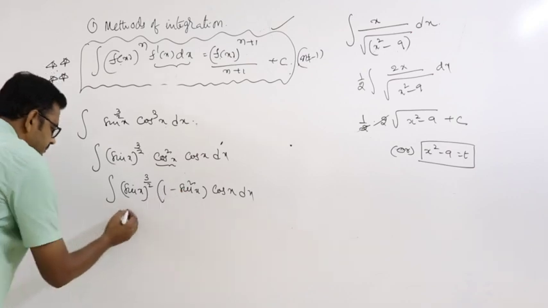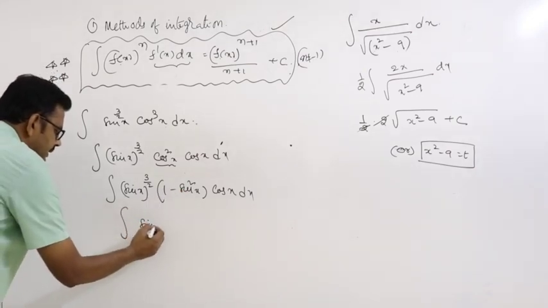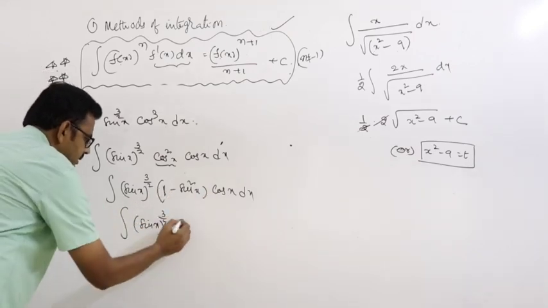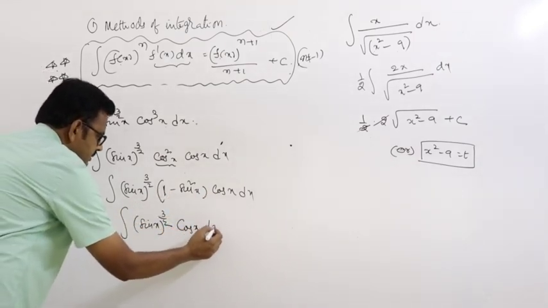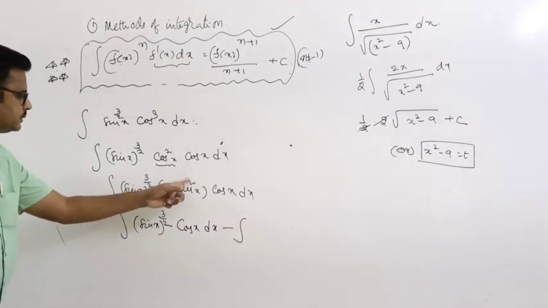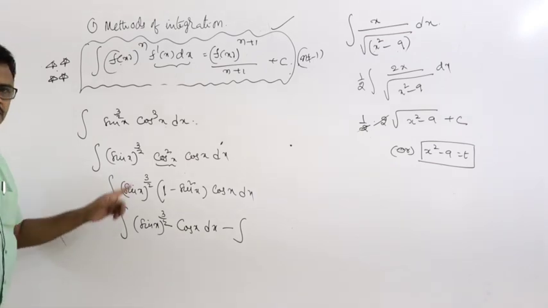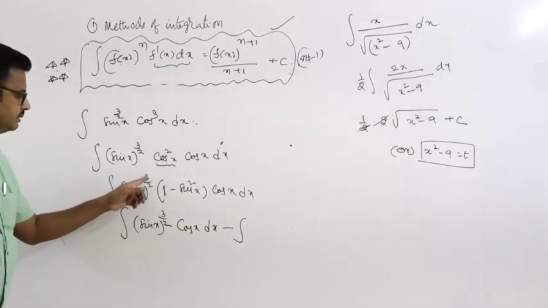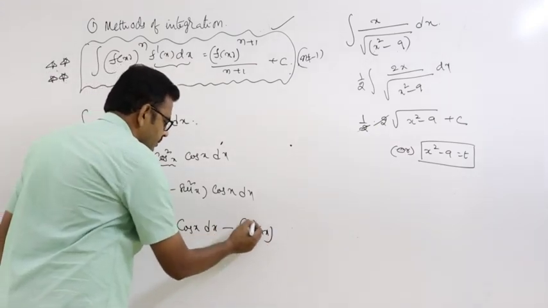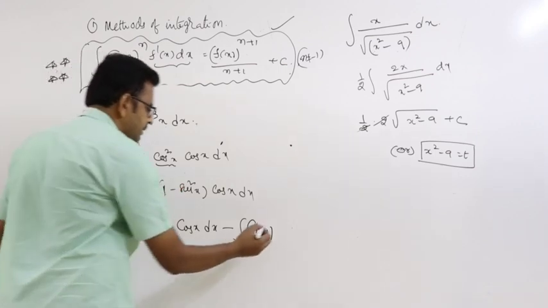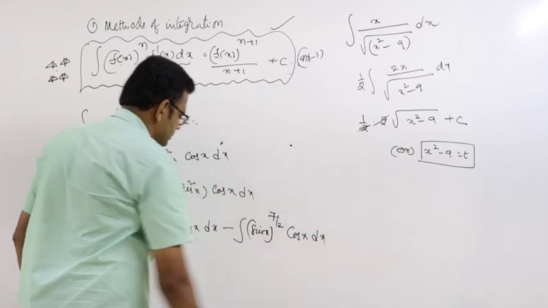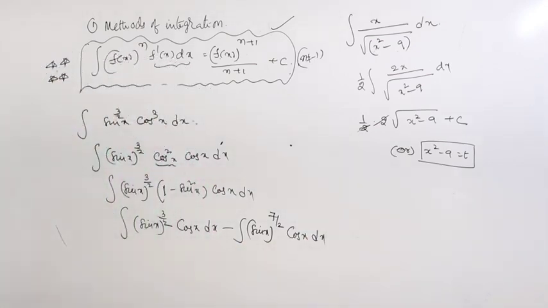If you multiply this, integral sin x whole power 3 by 2 into 1 into cos x dx minus integral sin x whole power 3 by 2 plus 2, taking the LCM, so this is sin x whole power 7 by 2 into cos x dx.